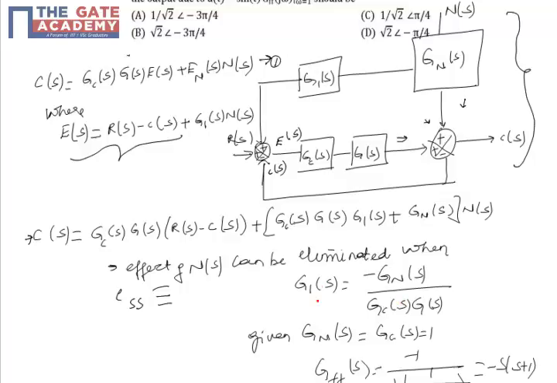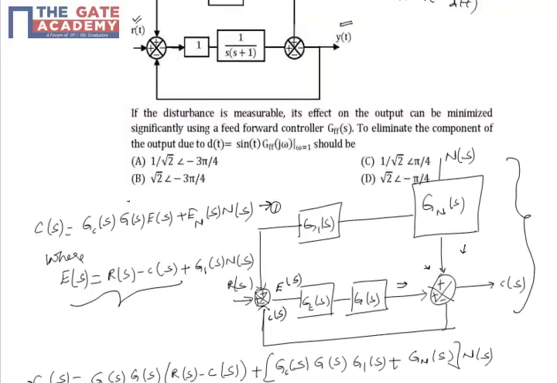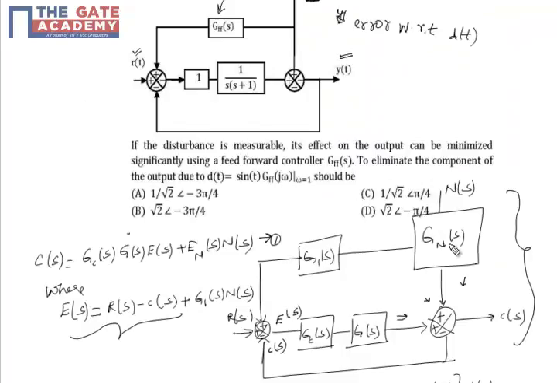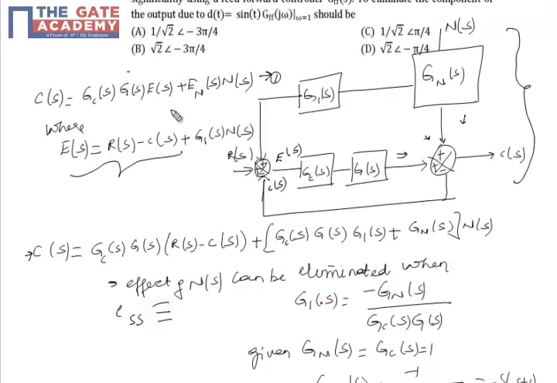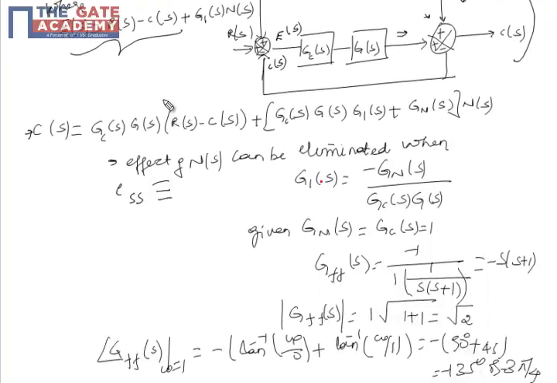And here you can see from the given figure in the question that Gn of s is 1 here, and Gc of s is also 1 here. So I can simplify the equation by substituting these values from the given diagram. So it will be minus 1 by 1 into the transfer function 1 by s plus 1, which is nothing but minus of s into s plus 1.